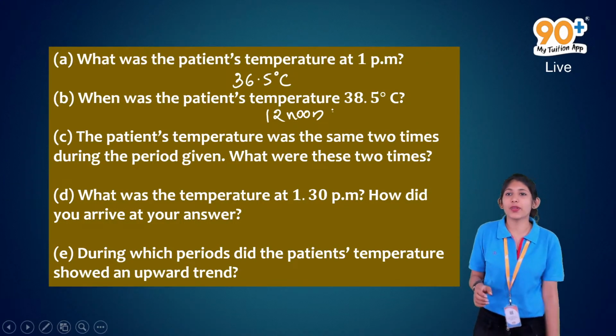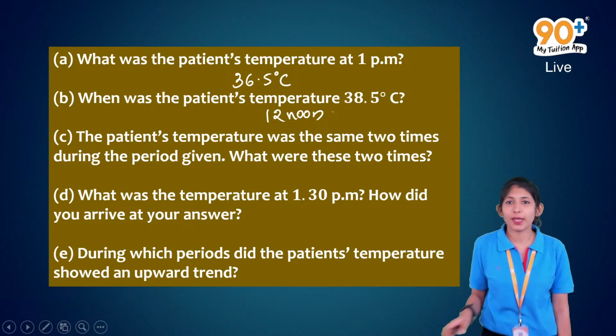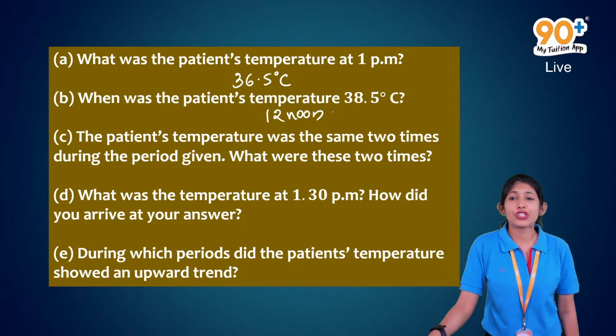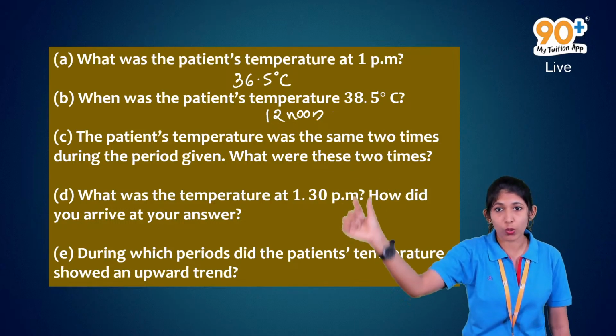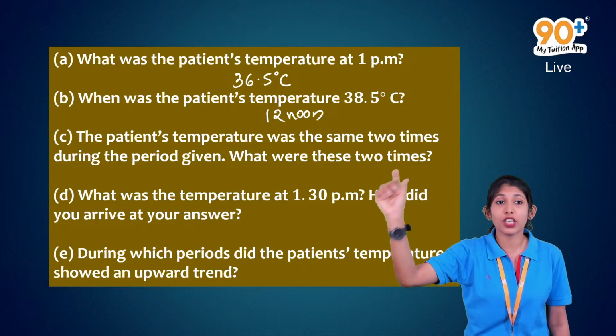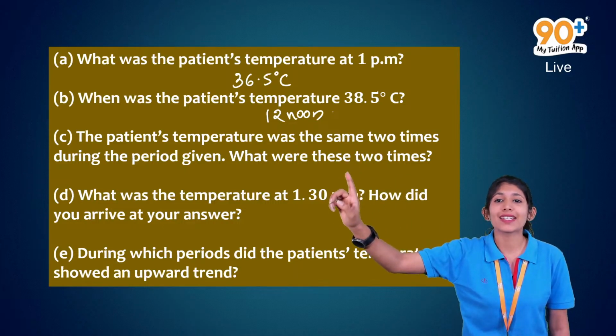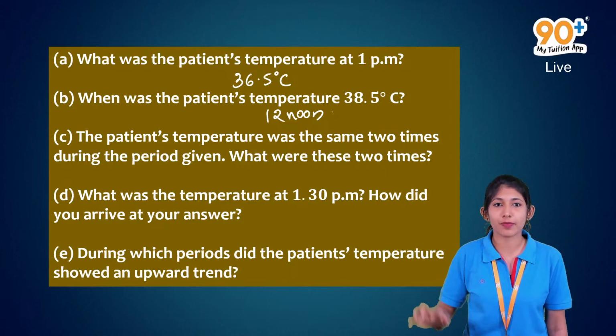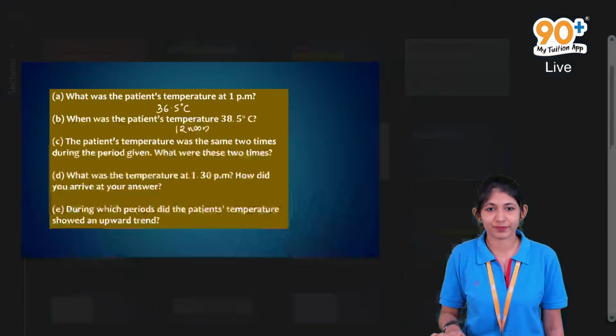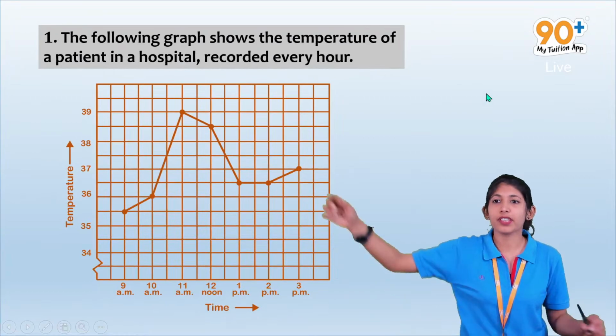Now the third question. The patient's temperature was the same 2 times during the period given. What were these 2 times? What is asked? It's not the duration. You are asked the time. Which 2 times are those? From the graph.